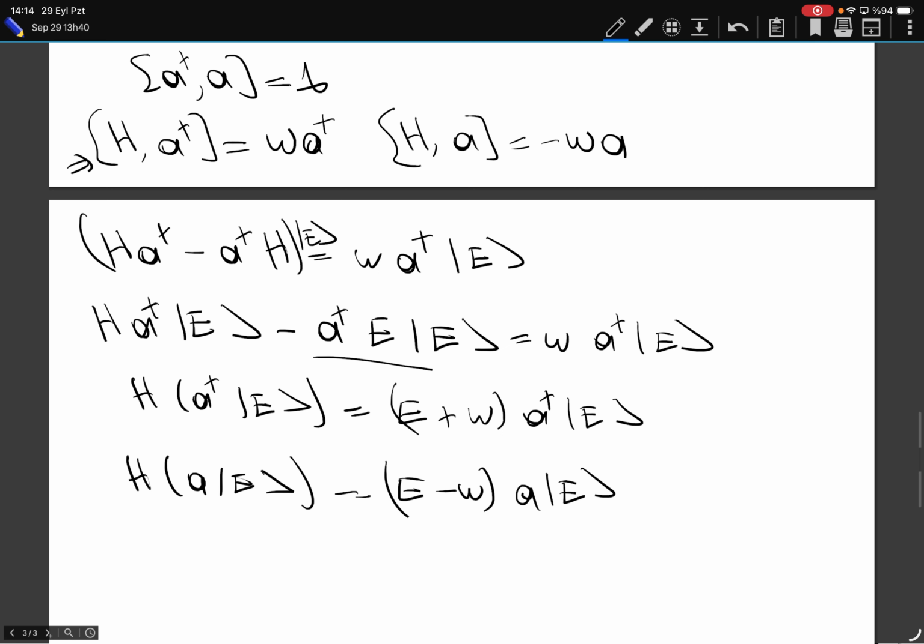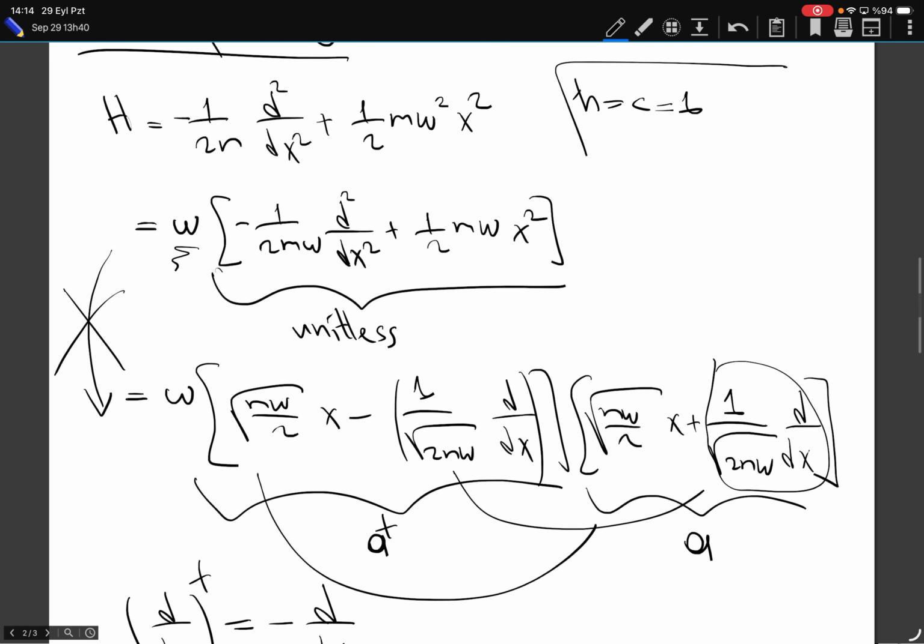So now we actually have two different descriptions of the same system. On one hand, we have this description.